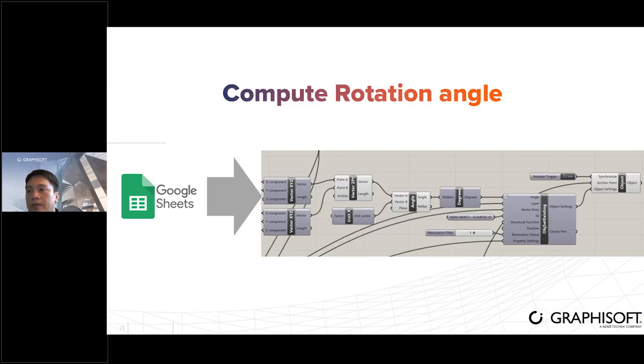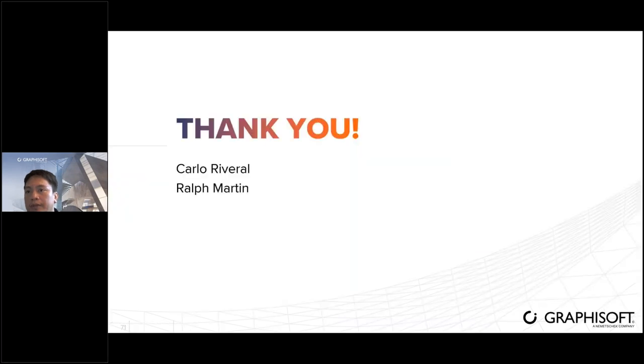Then for the rotation angle, again we will get all the values from the Google Sheets, from the tracker. Then we will pass the values to the vector XYZ. After that, we will connect this to the vector 2 points. Once we have this vector 2 points, we can calculate the angle using the vector angle. Then we pass the value to object set existing in ARCHICAD using the angle. Yep, I think that's it.